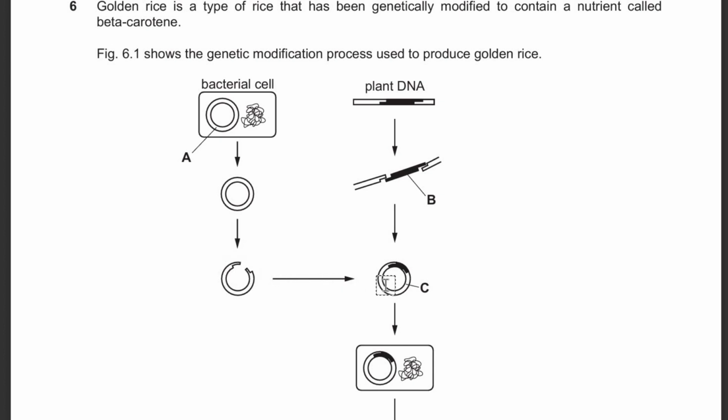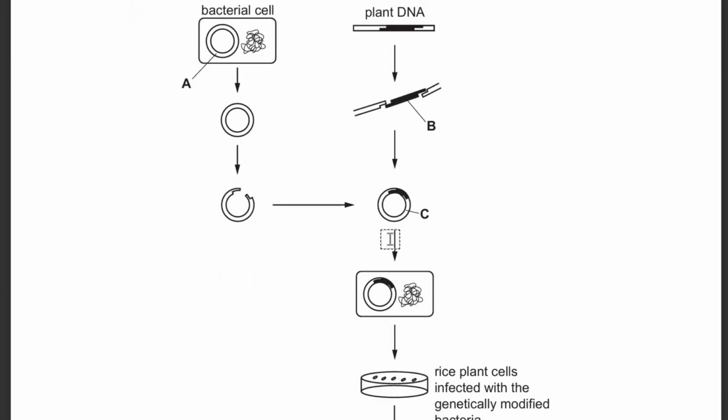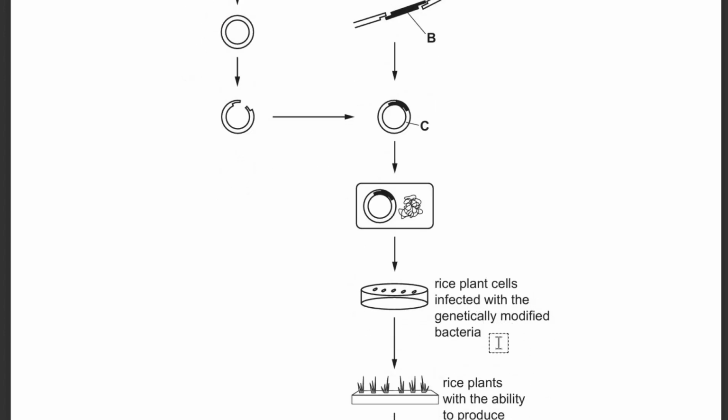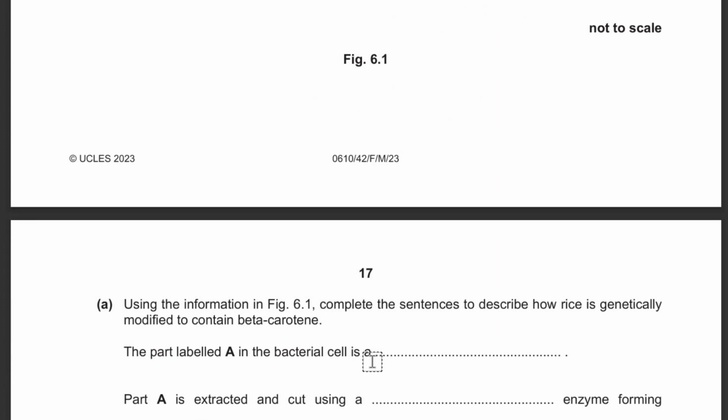And then the plasmid has the foreign gene, or the plant DNA more specifically, inserted into itself. And then they are mixed together. They are entered and taken back into the bacterial cell. And then rice plants infected with the genetically modified bacteria are grown in the laboratory. And then the rice plants with the ability to produce beta-carotene are grown in multiple amounts. Alright. This was about figure 6.1.